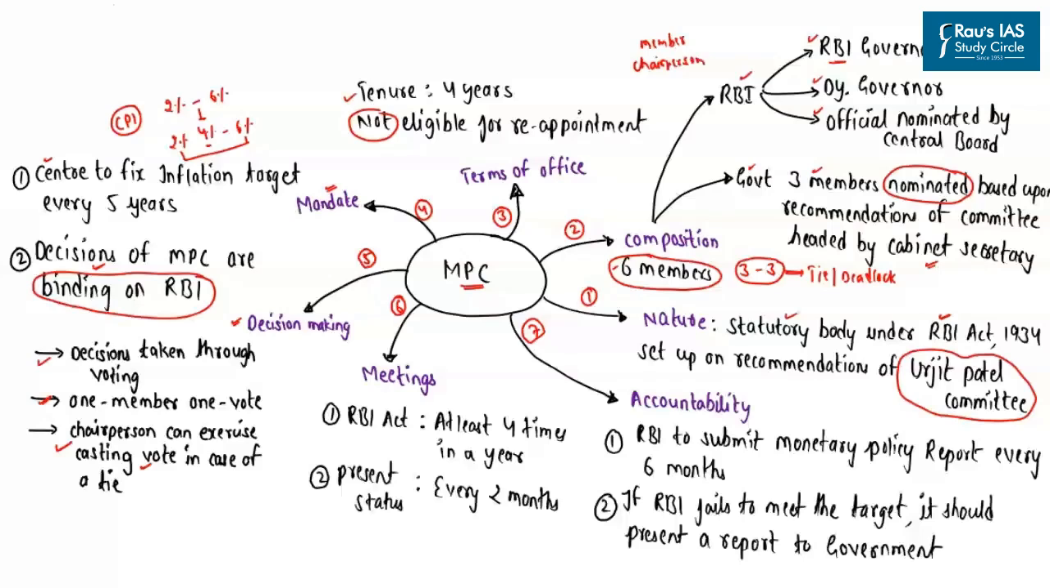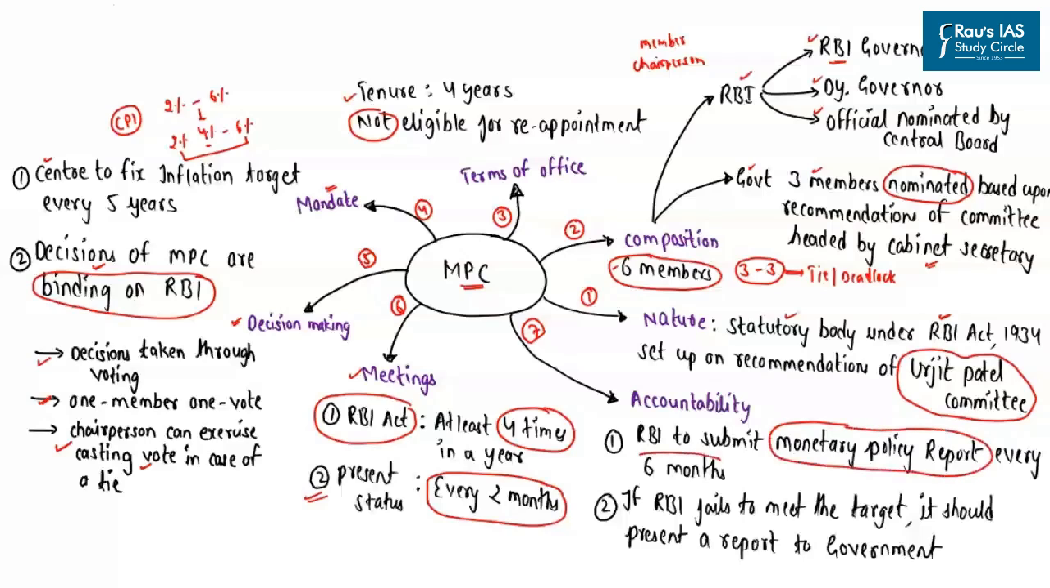As far as the meetings of the Monetary Policy Committee are concerned, the RBI Act 1934 provides that the MPC should meet at least 4 times in a year. But right now, the Monetary Policy Committee meets every 2 months. Further, in order to ensure the accountability of the RBI in controlling inflation, the RBI Act 1934 provides that the RBI should submit a monetary policy report to the central government every 6 months.